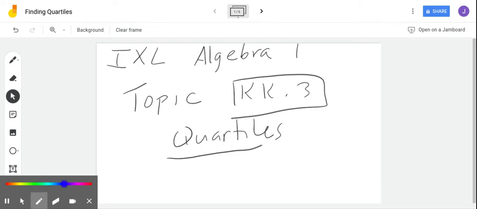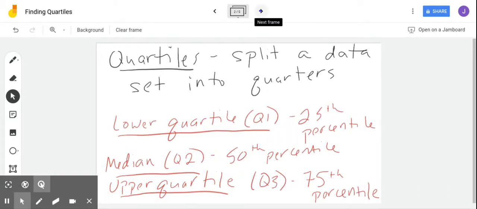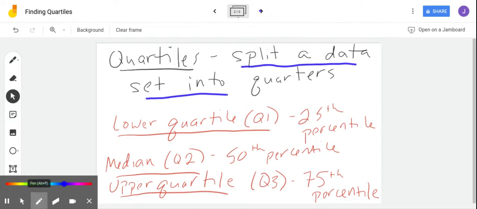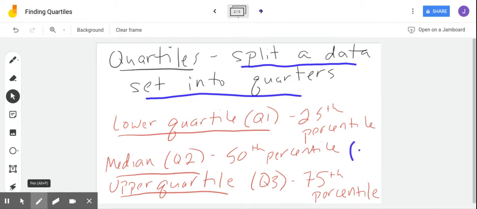Right, so for this Algebra 1 topic, KK3, this is on quartiles. So quartiles, they split a data set into quarters, and there are names for each of the different quarters. The lower quartile, sometimes called Q1, is the 25th percentile, so that's the first quarter. The second quarter, Q2, is the same thing as the median, which is the 50th percentile, right in the middle. And the upper quartile, Q3, so the third quarter, is at the 75th percentile.